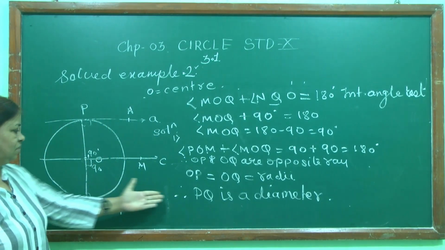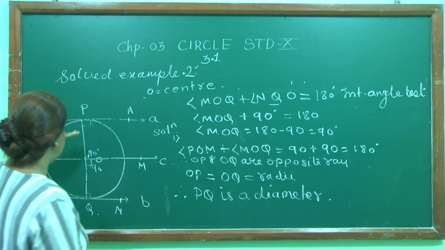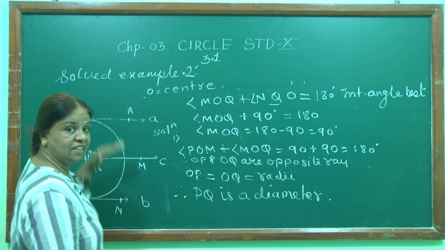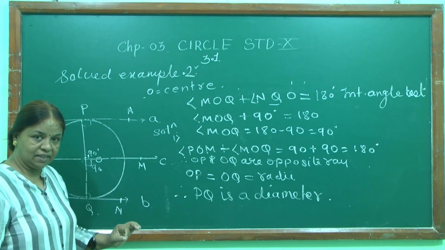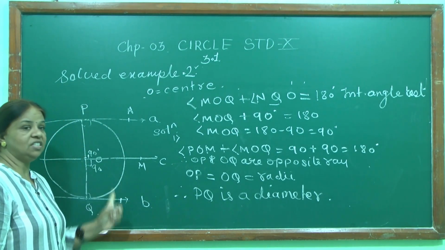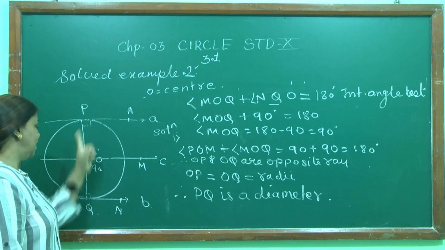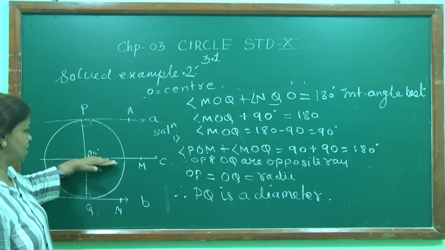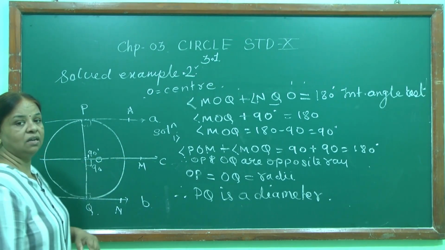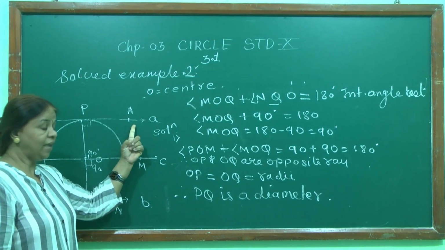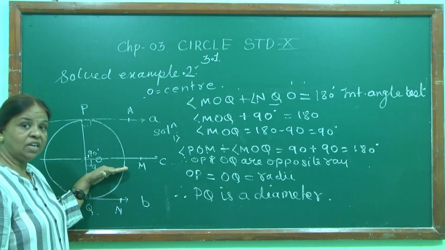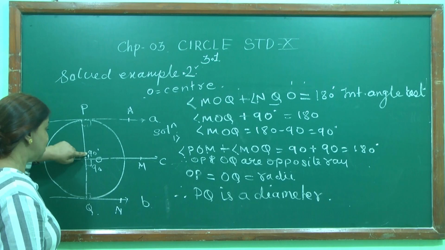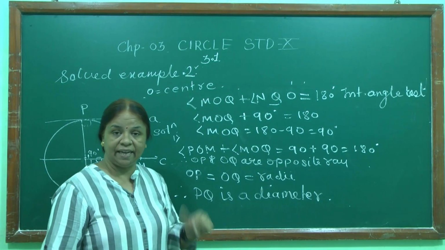See children, this is done. Now again I will revise. See, A and B are given as tangents and they are parallel to one another. Since they are tangents and they are parallel to one another, this angle and this angle is 90-90. Now I will do construction. I will draw a line here in the middle which will be parallel to A. So if I draw a line which is parallel to A, that means this angle plus this angle is going to be equal to 180.